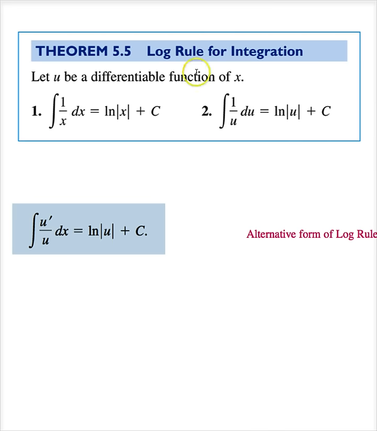So the log rule for integration says if u is a differentiable function of x, then the integral of 1 over x dx is the log of the absolute value of x plus c, and the integral of 1 over u du is the log of the absolute value of u plus c. Sometimes you'll see it written this way, where you have the integral of u prime over u dx is equal to the log of the absolute value of u plus c.